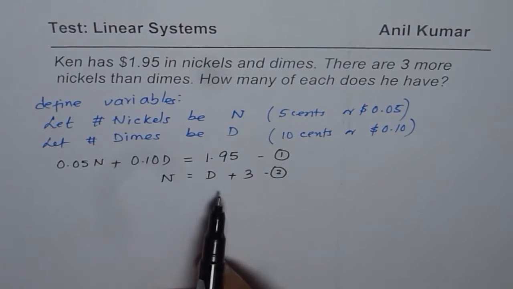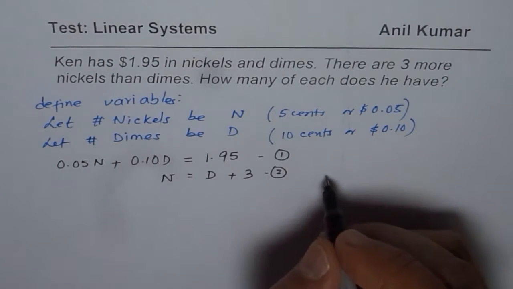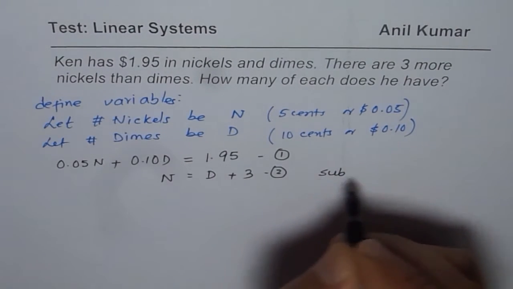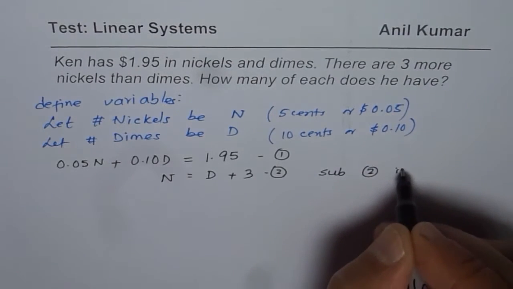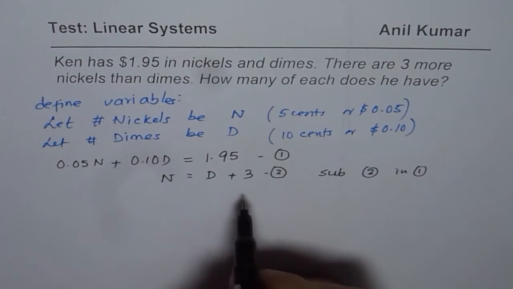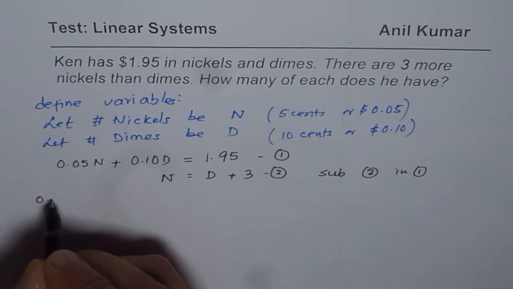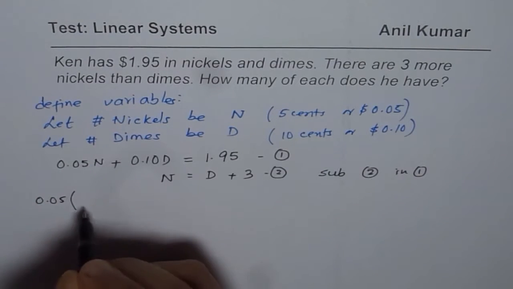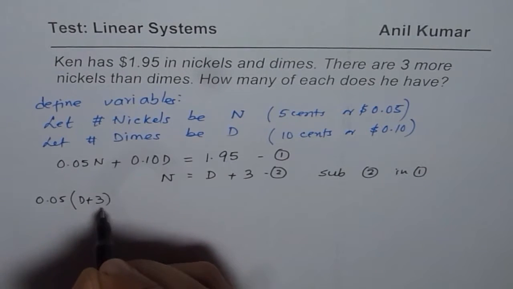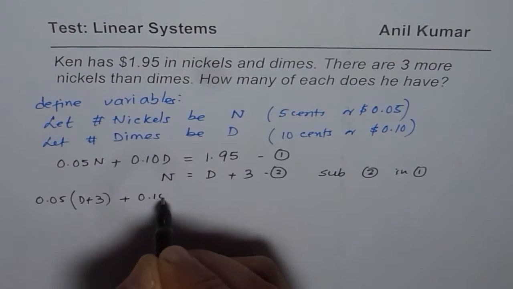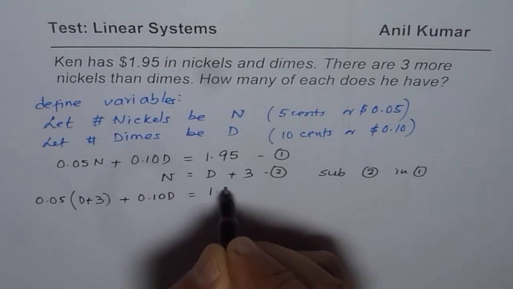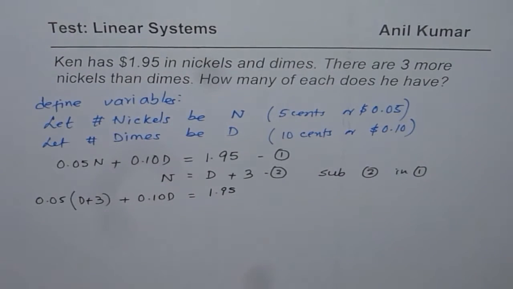Now in this particular case, we can use substitution. So we'll substitute 2 in 1. So we'll use the substitution method to find it. So n is d plus 3. So we'll replace n with d plus 3. We get 0.05 times (d plus 3) plus 0.10d is equal to 1.95. So we get our equation.